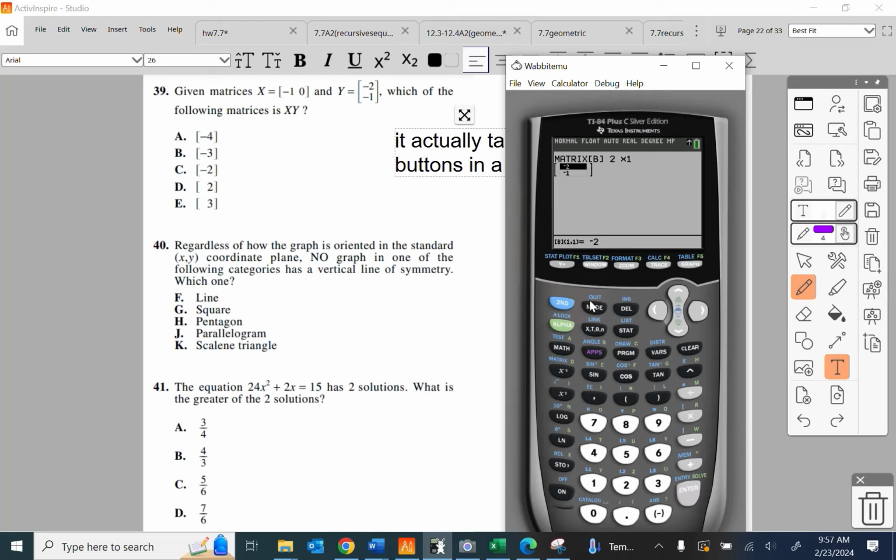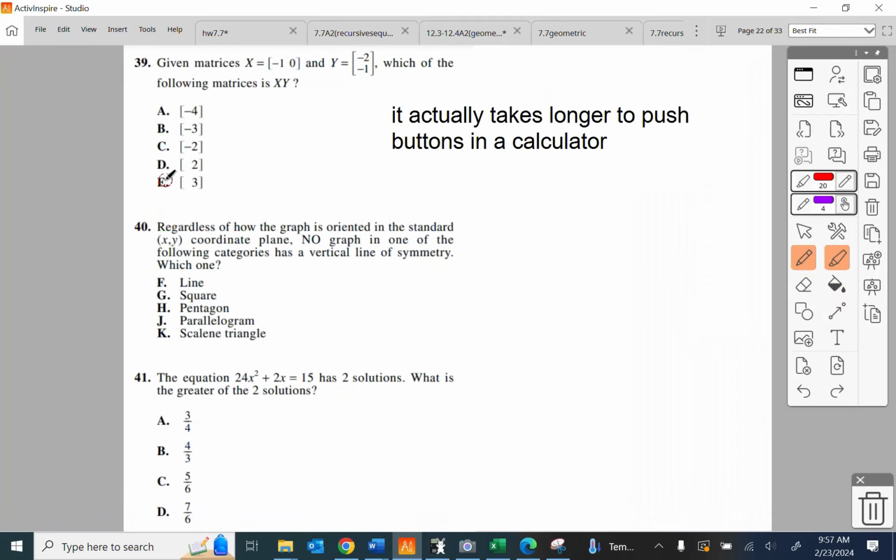And then you quit. Now I'm going to do the multiplication. I'm doing matrix X times Y, so in my case, A times B. Notice I have A there, second matrix. Scroll down to B, enter, enter. And it's 2. The answer is 2.